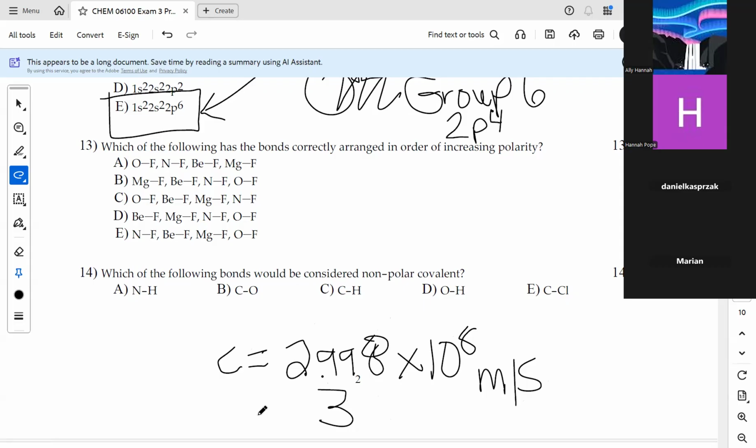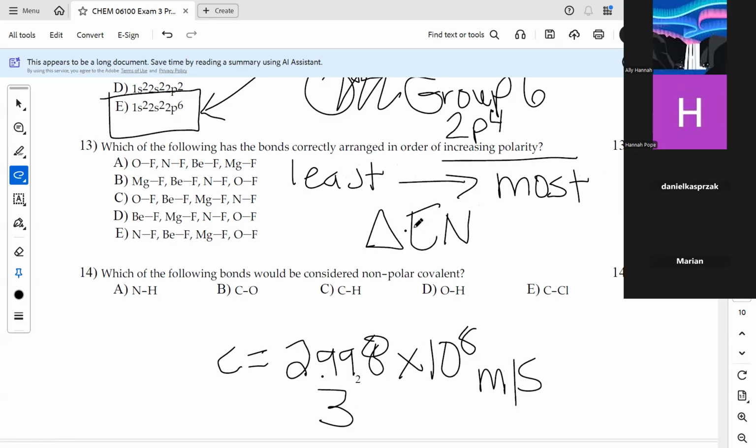All right, so let's look at 13. I almost skipped 13. All right, so number 13, we're asked about increasing polarity. So we're going to think about the least polar to the most polar here. All right, so what do we have here? So we want to think about the difference in electronegativity. So this is where you would look at your periodic table and you would say, all right, well, fluorine I know is the most electronegative atom. So whatever atom is furthest from fluorine would be the most polar bond, right?